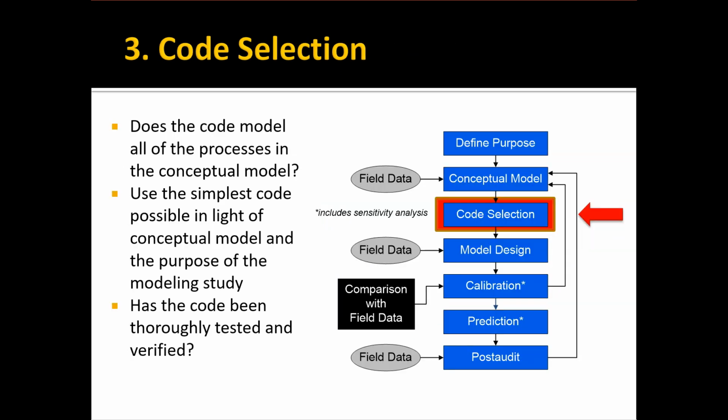Okay, so we're going to come back to the conceptual model thing later in the semester. We'll spend a whole lecture talking just about the conceptual model development process because it's that important. But once you've defined your objective and developed your conceptual model in light of the field data that you have, the next step is to do code selection. What this means is, what numerical code are we going to use to simulate this system.